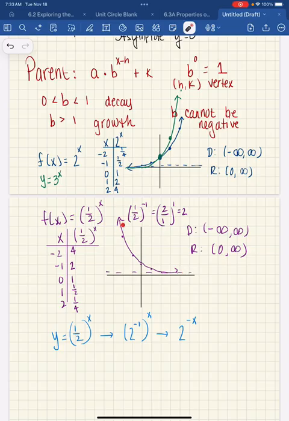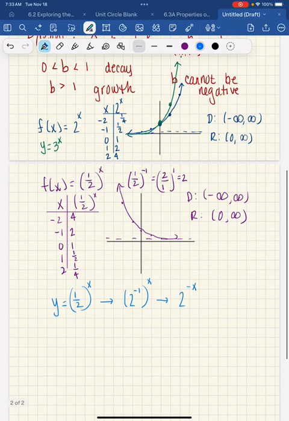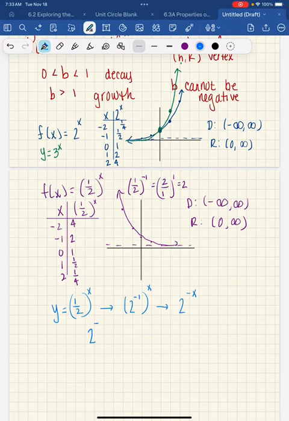This is 1/2 to the x, but notice 1/2 to the x is the same as 2 to the negative x. So 2 to the x, 2 to the negative x, that's an x-axis reflection. Sorry, y-axis reflection. This is a y-axis reflection of 2 to the positive x, and here's why that happens. So I'm going to write this out for you. 2 to the negative x is a y-axis reflection of 2 to the positive x.